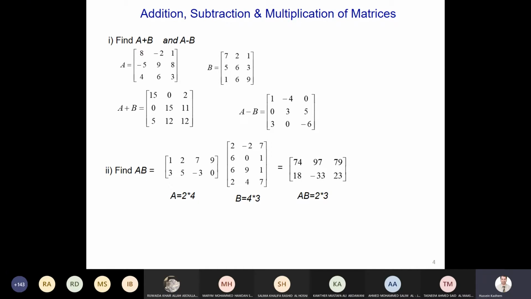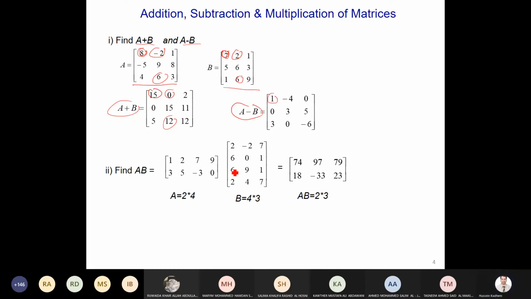Now just let me remind you of addition, subtraction, and multiplication of matrices. We mentioned that if we have two matrices A and B and they have the same dimension, as you can see here, 3 by 3, we can add them and subtract them easily, each item with the identical item in the same position. 8 plus 7 gives me 15. Minus 2 plus 2 gives me 0. As an example, 6 plus 6 gives me 12. The same thing applies for subtraction: 8 minus 7 gives me 1, and so on.